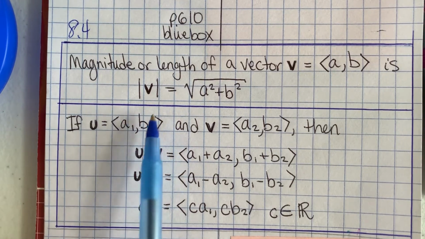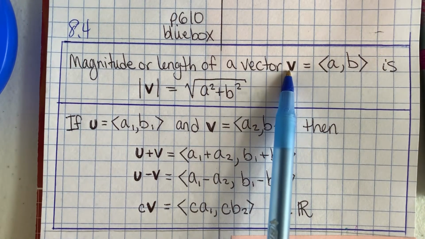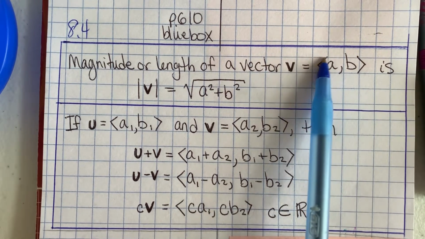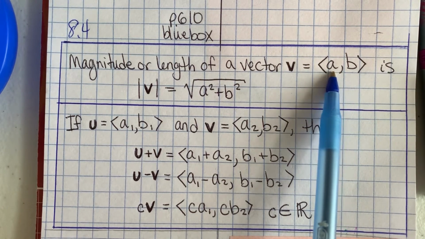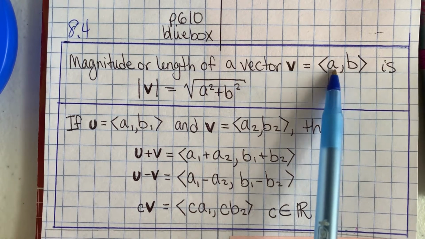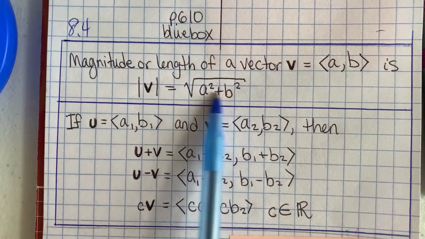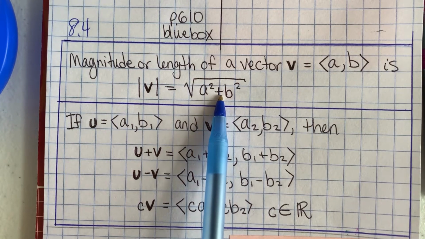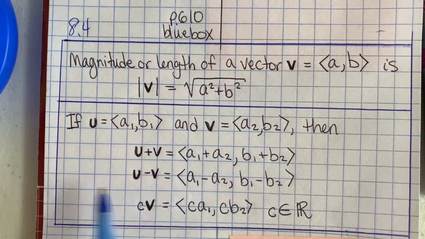So we have the magnitude or length of a vector, bolded v, and we have these weird looking pointy parentheses, ⟨a, b⟩, showing the vector. The magnitude or length is going to be the square root of a squared plus b squared. And I'll show you what that looks like and why we use that in just a second.